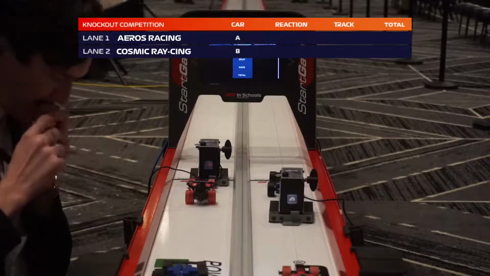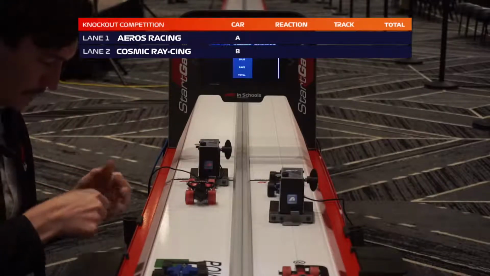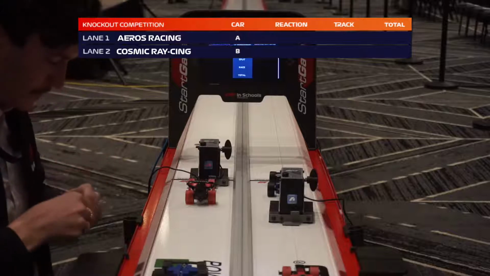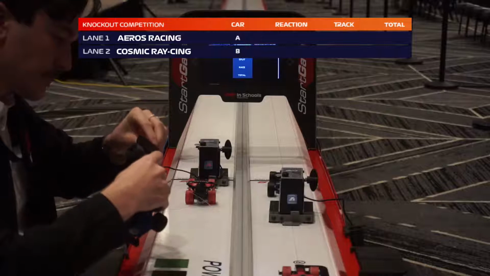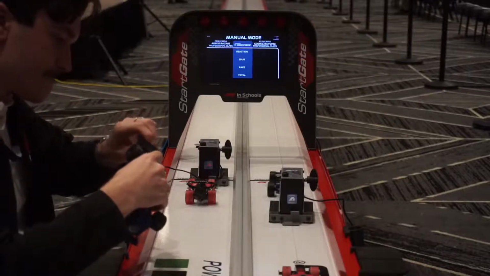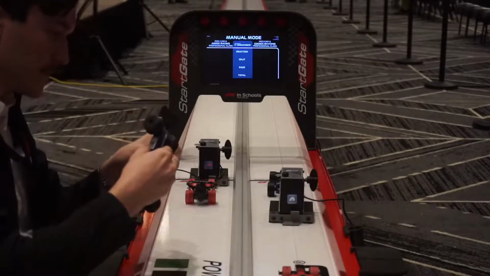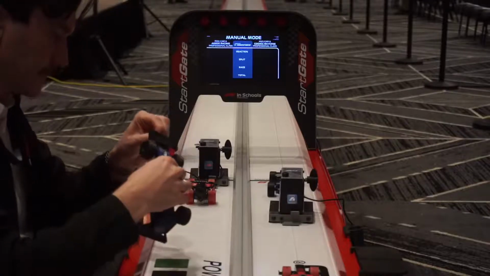Currently, we're looking at Aeros Racing versus Cosmic Racing. Up next will be Redemption Racing versus STS Aerospace, and Pulse Racing versus Renaissant Racing. So those teams can get geared up. Whatever pre-race rituals they have, I would suggest you do them now.